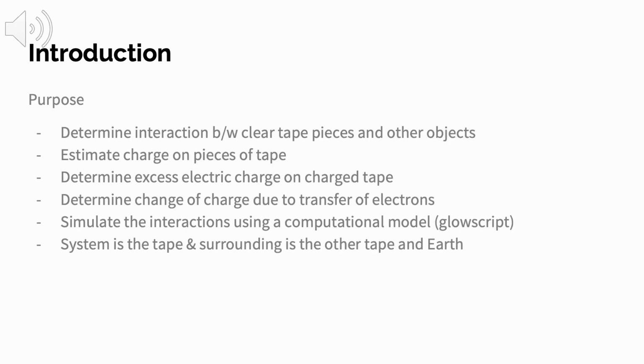The main objective for this lab is to determine the interaction between clear tape pieces and other objects, and also estimate the charge on the pieces of tape. We'll also determine the excess electric charge on each of the charged tapes and determine the change of charge due to transfer of electrons. We'll then try to simulate the interactions using a computational model on GlowScript. The system for this lab is a tape, and the surroundings include the other tape as well as the earth.